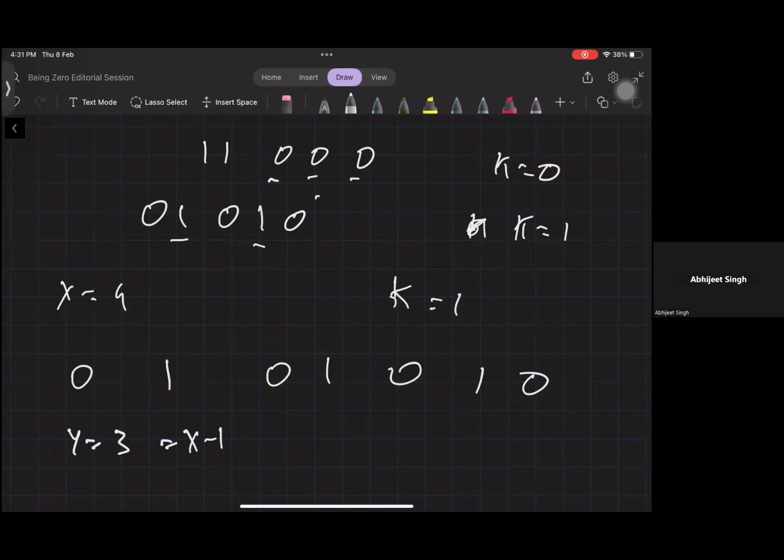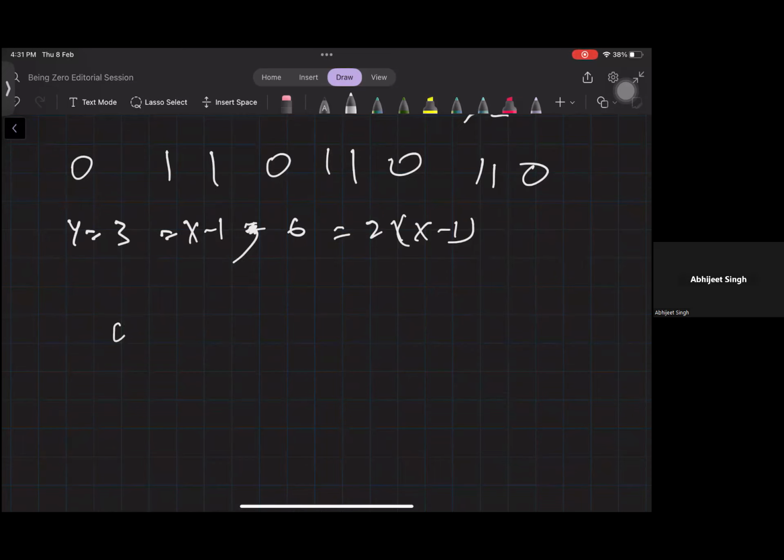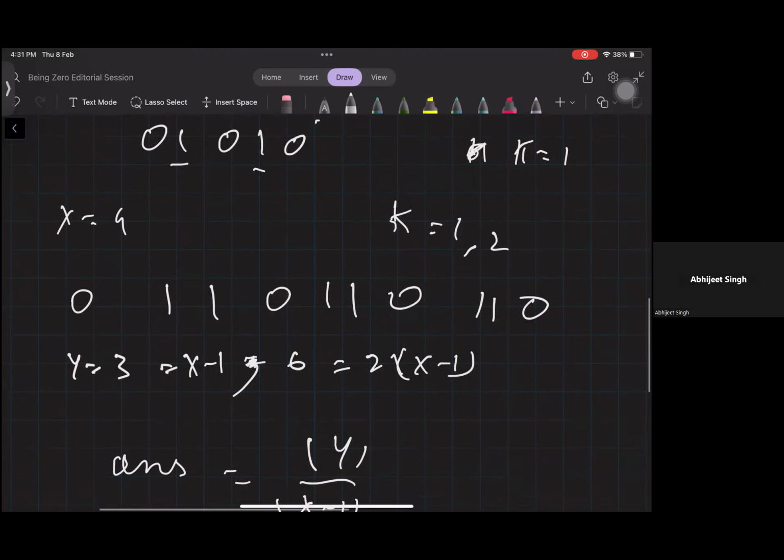For k to be 2, there should be at least 2 ones present, where this should be basically 6, which is 2 into x minus 1. So let's see, can we reduce this into a formula? The formula, suppose if I write this way, the answer is equal to y by x minus 1, where y is the number of ones and x is the number of zeros.